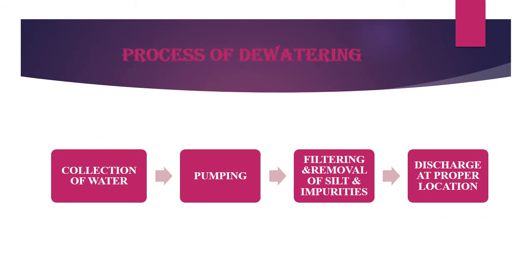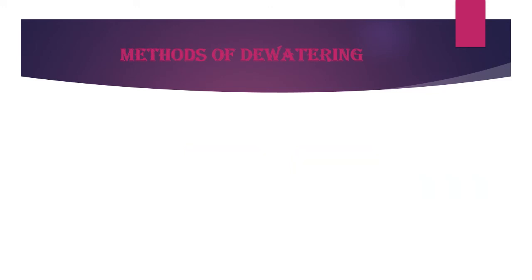Next is the process of dewatering. The first step is collection of water, second step pumping of water, third step filtering and removal of silt and impurities, and the last step discharge of this water at certain particular locations. So it is a four-step process which includes collection of water, pumping of water, filtering and removal of silt and impurities, and discharge of this water at certain proper locations.